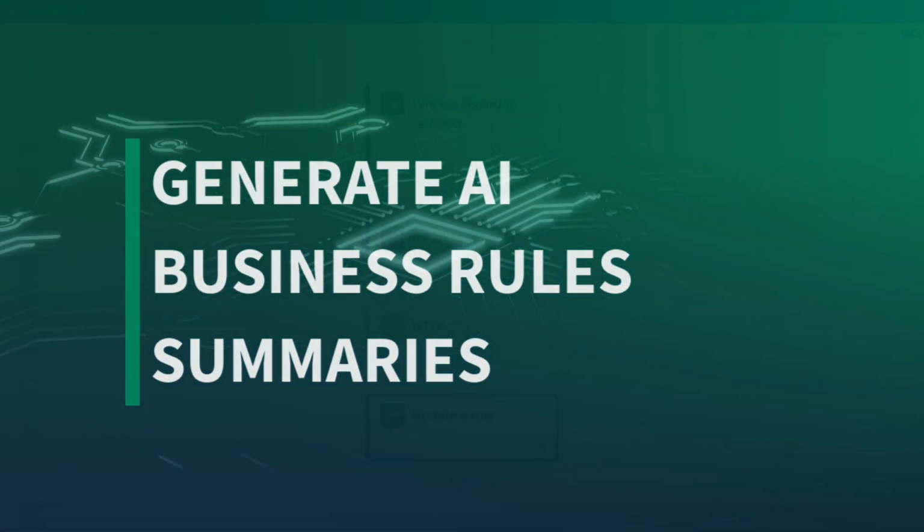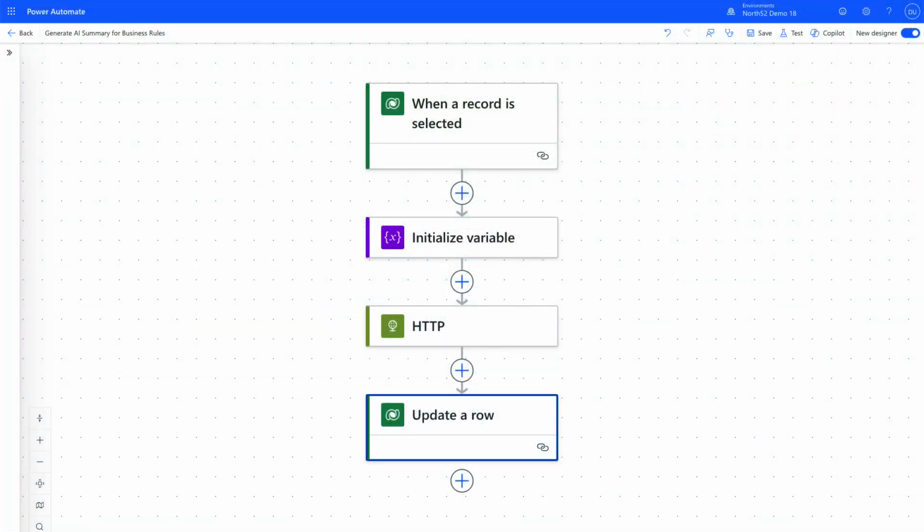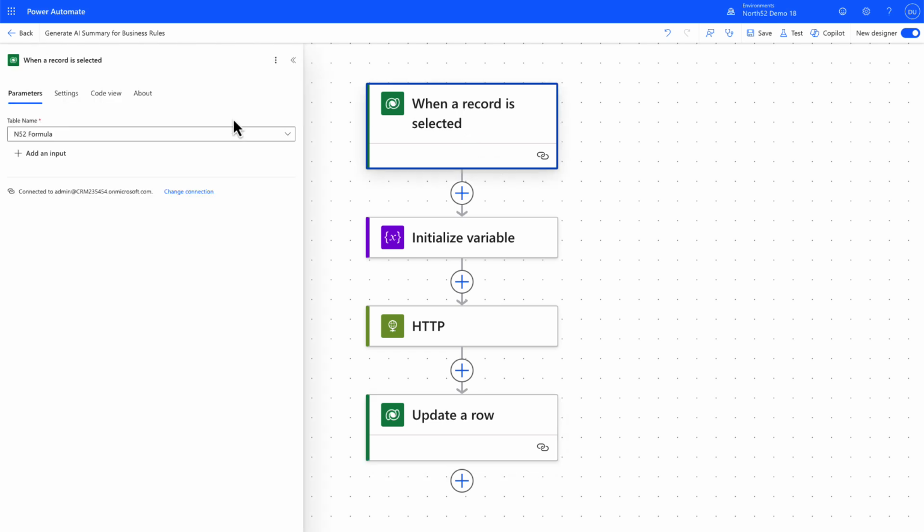In this video, we're going to show you how we can generate AI summaries for your business rules. What we have is a Power Automate flow here, which is set up to trigger when a record is selected. It is set up on the North52 formula table, so you'll be able to select that in a list of formulas or on an individual formula itself.